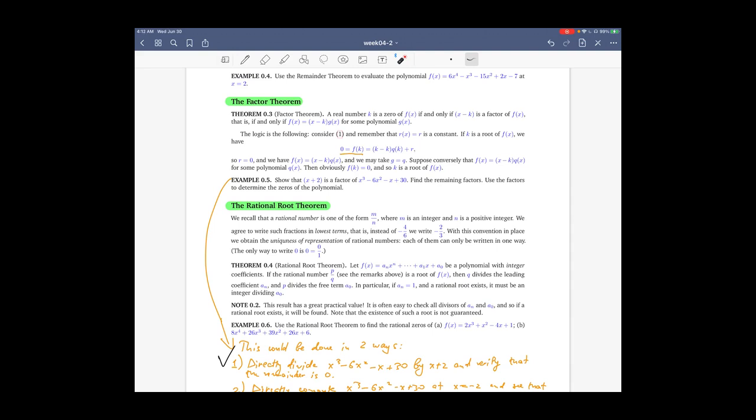With this convention in place, we obtain the uniqueness of representation of rational numbers. There is one and only one way to write every rational number in the form m over n. For instance, to write 0, you use the fraction 0 over 1. You can't use 0 over 2 because that's not in lowest terms. 0 and 2 share a divisor other than 1. This fraction could be reduced by 2.